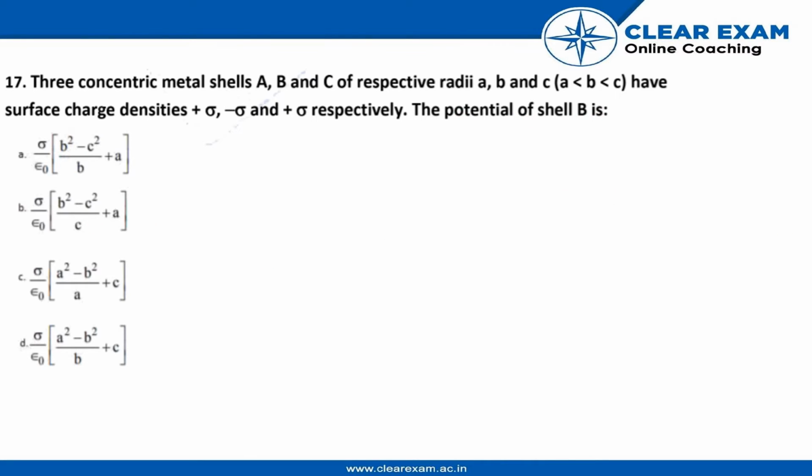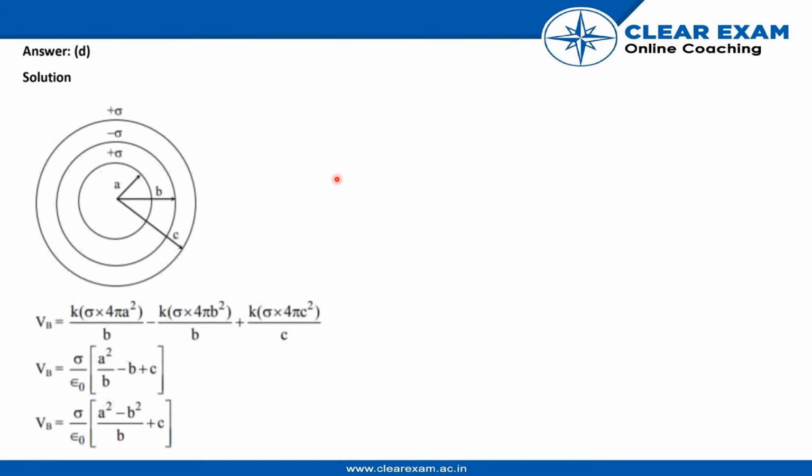The solution to this problem is very simple. Just a single formula, that is the formula for potential of a shell, the charge of a shell at a given point on the surface, right? And the formula is k into charge, that is sigma into 4 pi r square, where r is the distance from the center, upon the radius b of the shell, right?